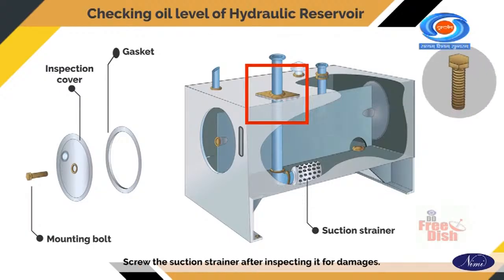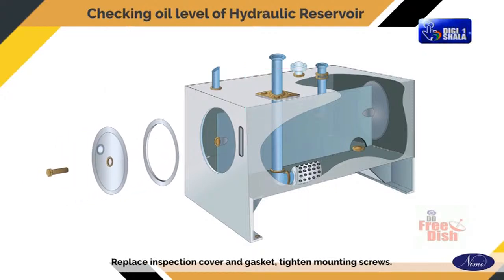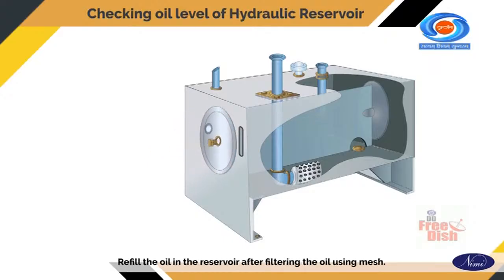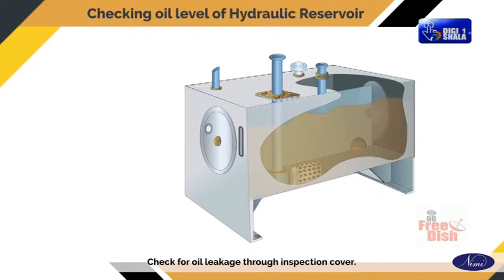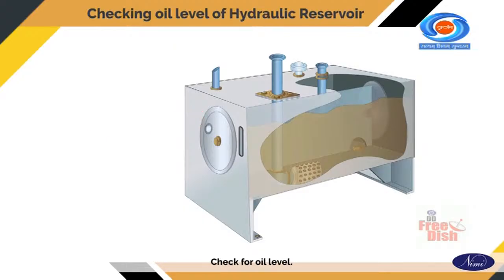Screw the suction strainer after inspecting it for damages. Replace inspection cover and gasket. Tighten mounting screws. Refill the oil in the reservoir after filtering the oil using mesh. Check for oil leakage through inspection cover. Confirm no leakage of oil. Check for oil level.